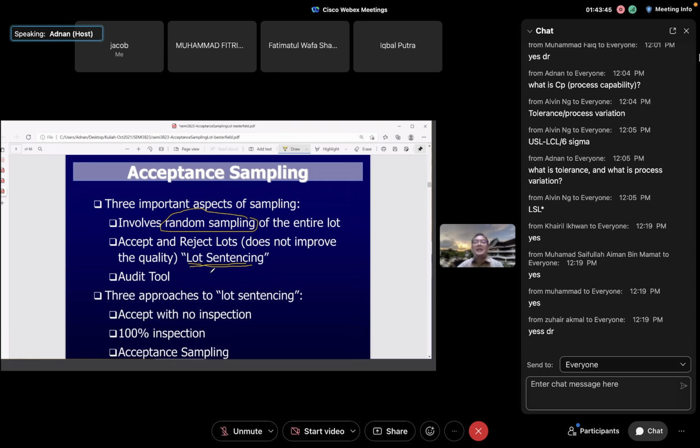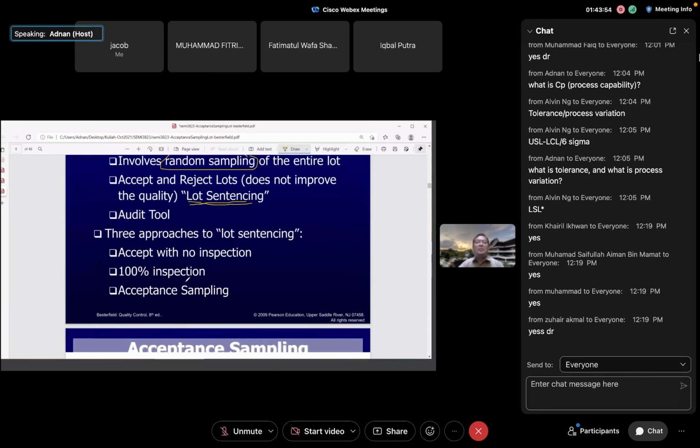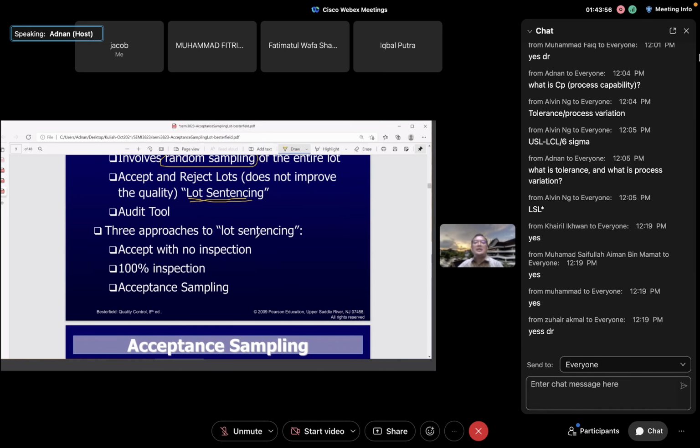So internally in the company it can be used. Externally, when receiving from a supplier, you can also use acceptance sampling. So, three approaches of lot sentencing. Lot sentencing here means making a decision to accept or reject. You accept with no inspection, which is not recommended, unless you trust that the supplier is a good supplier, then you can accept it without any inspection.